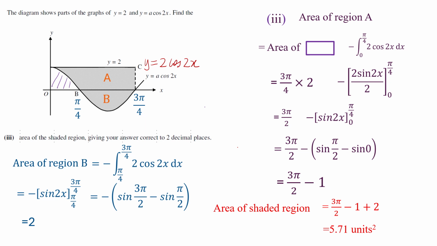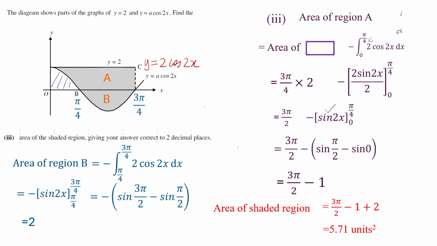All right, so integrating cos 2x, just ignore the 2 for now. Integrating cos gives you positive sine. So integrating cos 2x will give you sine 2x, then divide by the differentiation of 2x. So it's just sine 2x divided by 2. Not forgetting there's a 2 there, right? So you simplify it, you end up with sine 2x.